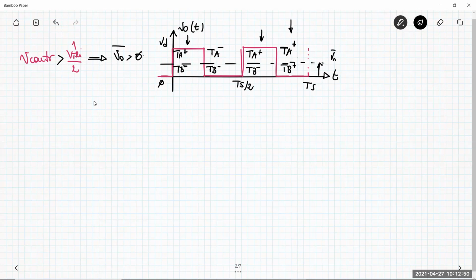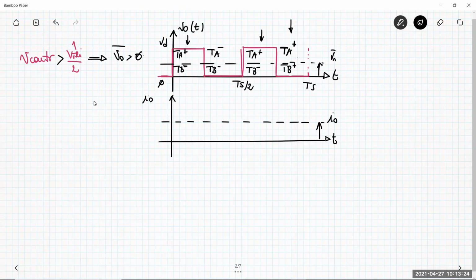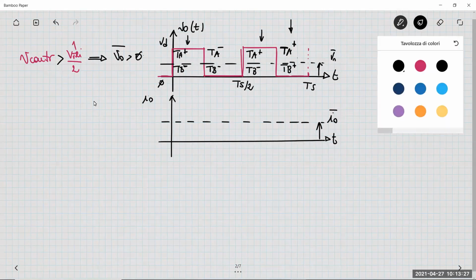So let's consider the behavior of the current I naught flowing through the load. As you remember from our previous discussion about the two-quadrant converter, there can be different solutions. For example, you can have a current I naught which is totally positive, and so its average value is also positive. So a current which has this average value here, and the current is also totally positive.